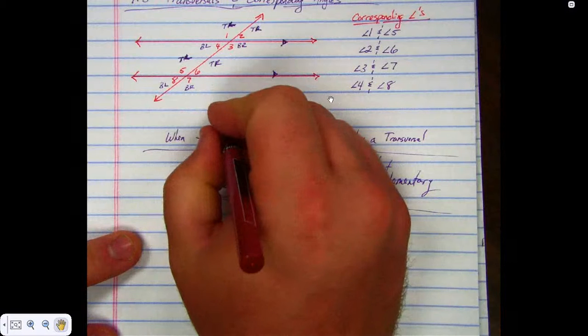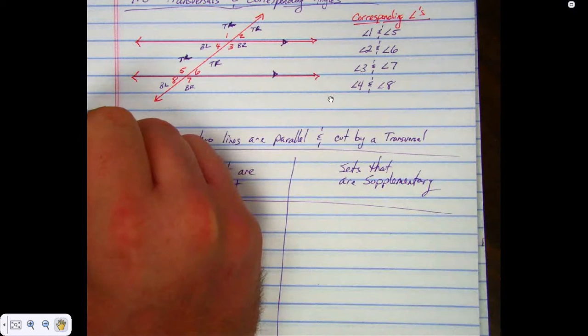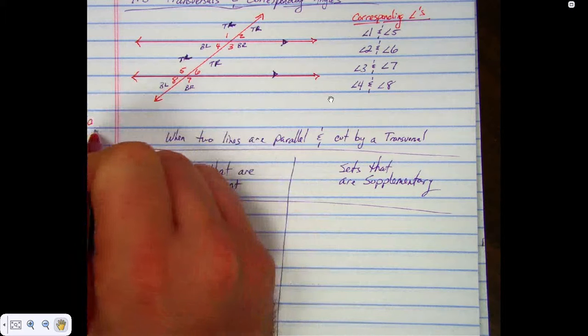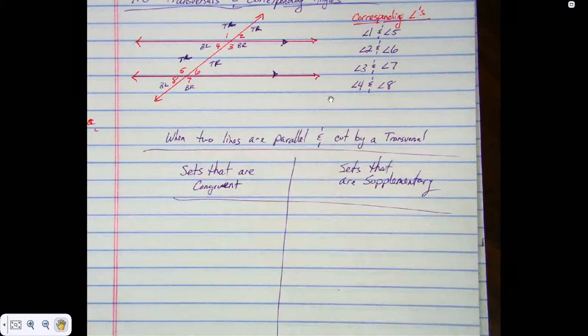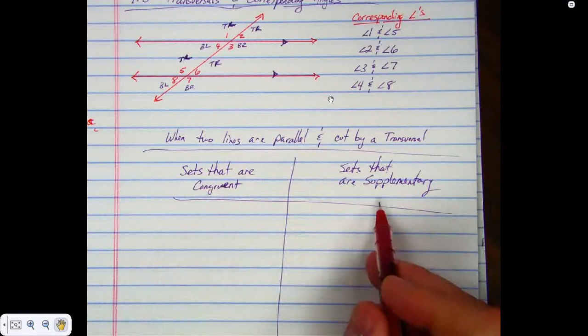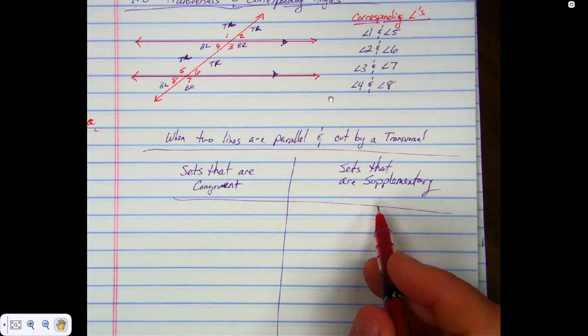Do you guys remember all the different types? Alternate. Think of one. Alternate what? Interior. Interior angles? Were they congruent or were they supplementary? Congruent. Look in section 4.2 and see if you can find alternate interior angles.